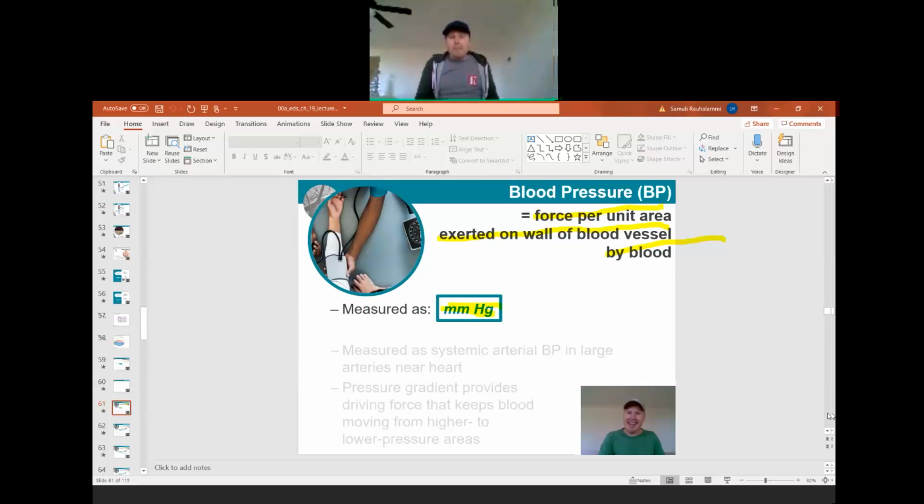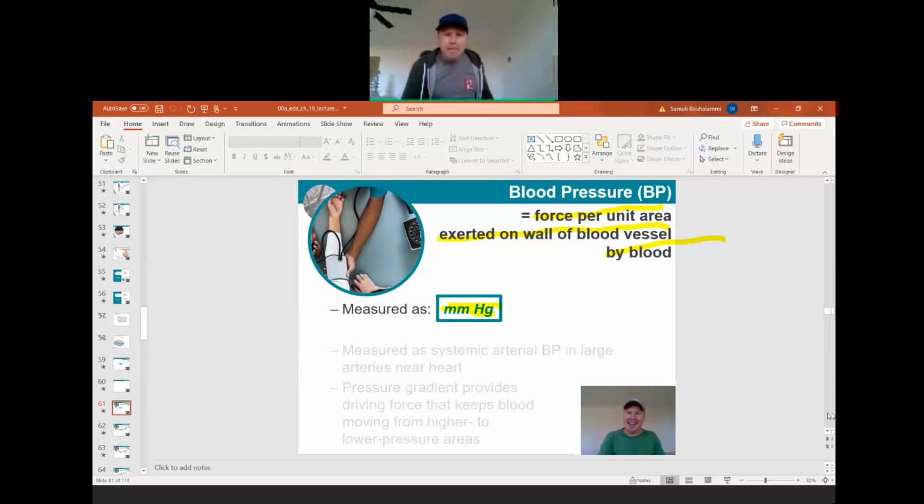And I want to move on to the next concept, which is going to be even more important. That's going to be our blood pressure, often abbreviated in medical notes just as BP. So that measures the amount of force that the blood is pushing against the wall of a blood vessel, and often is measured as millimeters of mercury.